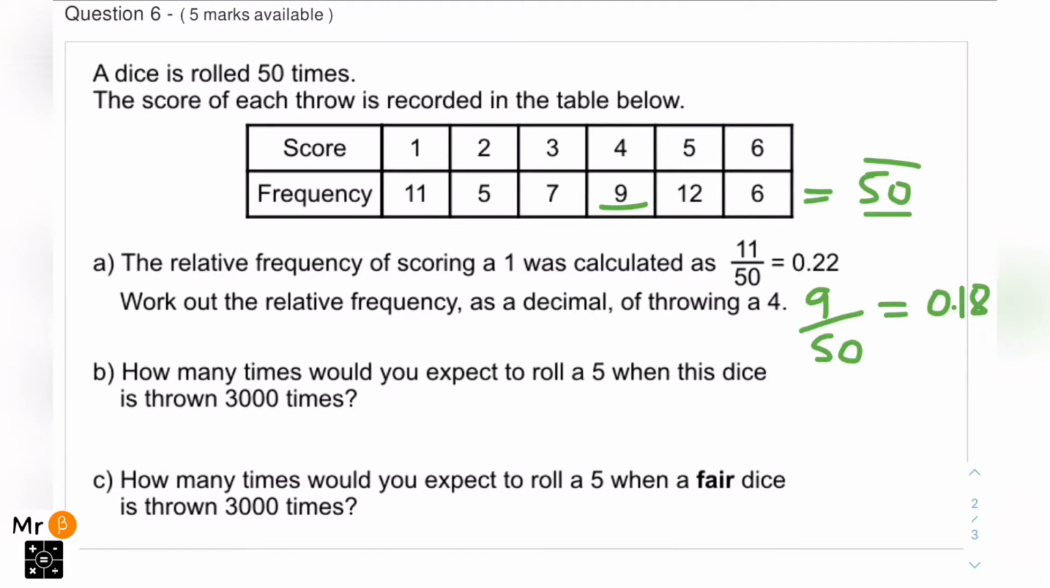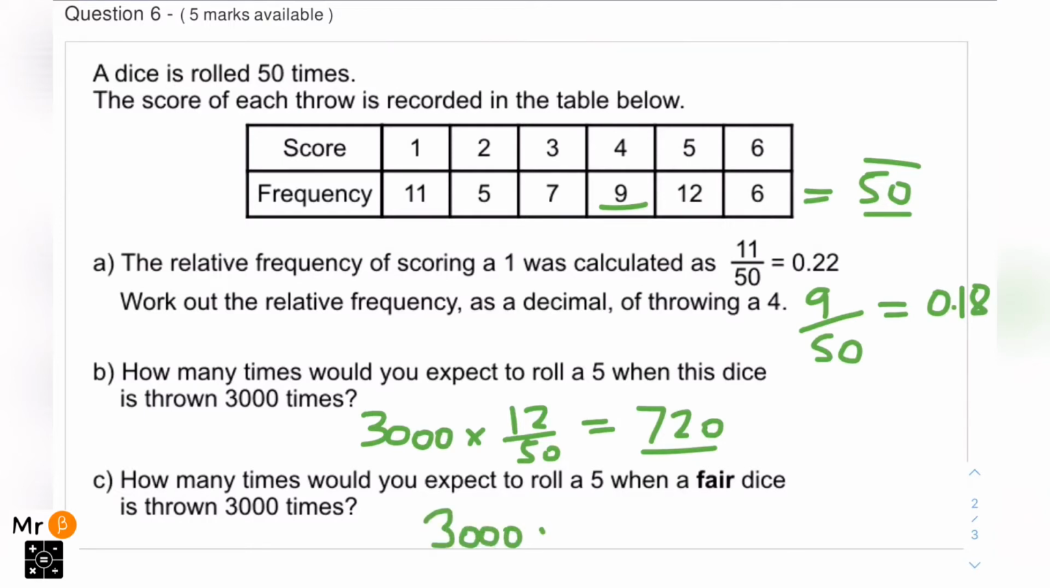Our next question, our number of trials is 3,000. And we times that by the probability of getting a 5, which is 12 over 50. Multiply that together and we get our answer 720. It then says, how many times would you expect to get it on a fair dice? Well, we know on a fair dice there are 6 numbers and you have an equal chance of getting each number. So therefore it'd be 3,000 times 1/6, which is equal to 500.